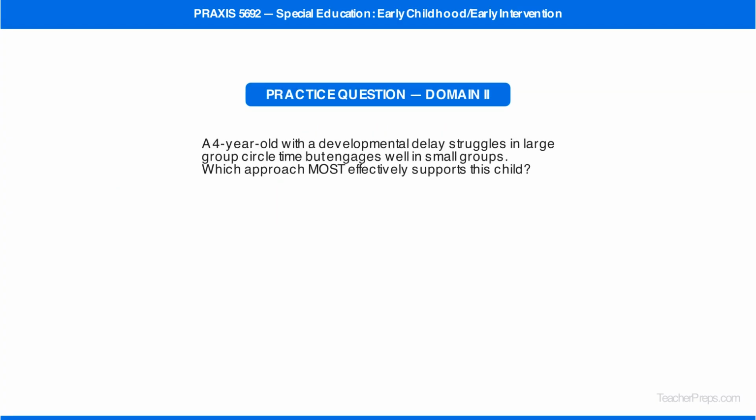Practice question. A preschool teacher notices a 4-year-old with a developmental delay has difficulty during large group circle time, but engages well in small group activities. Which approach would most effectively support this child?